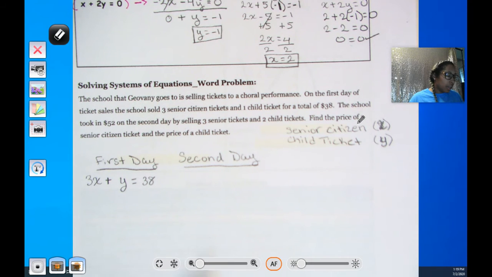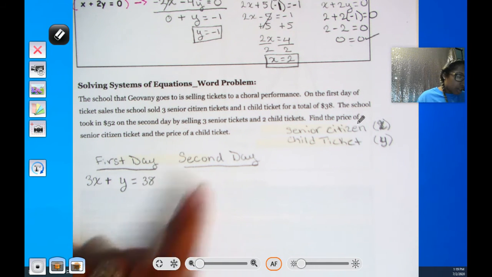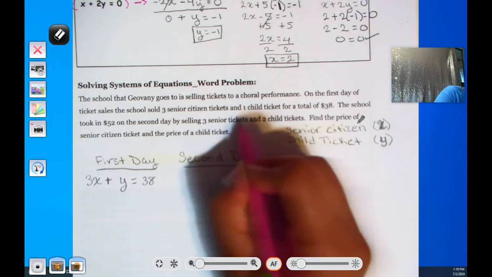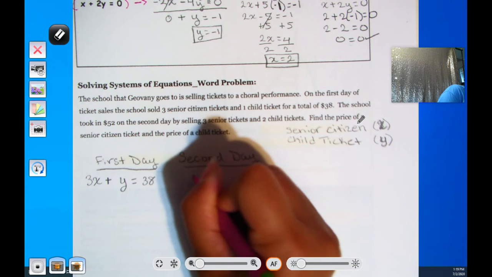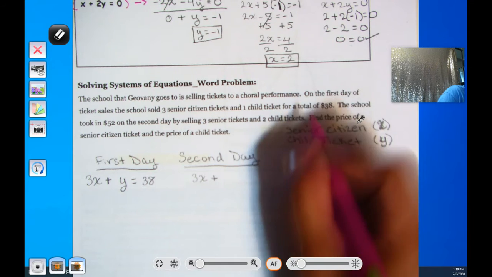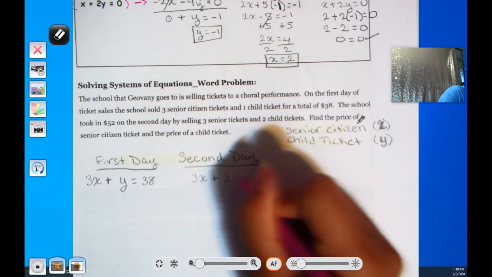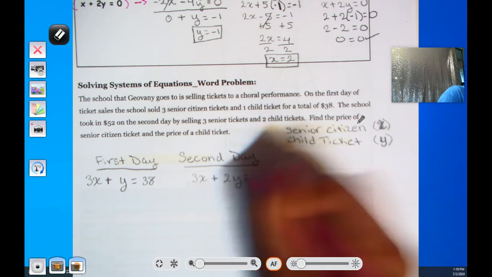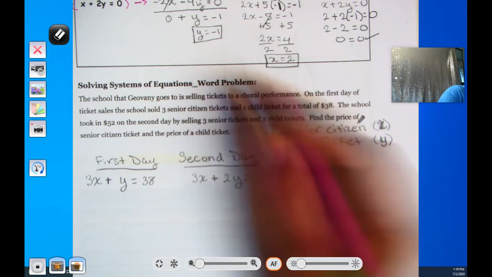Okay. Then on the second day, they sold 3 senior tickets, so that's 3X's. But they sold 2 child tickets, so 2Ys. And they made a profit that day of $52.